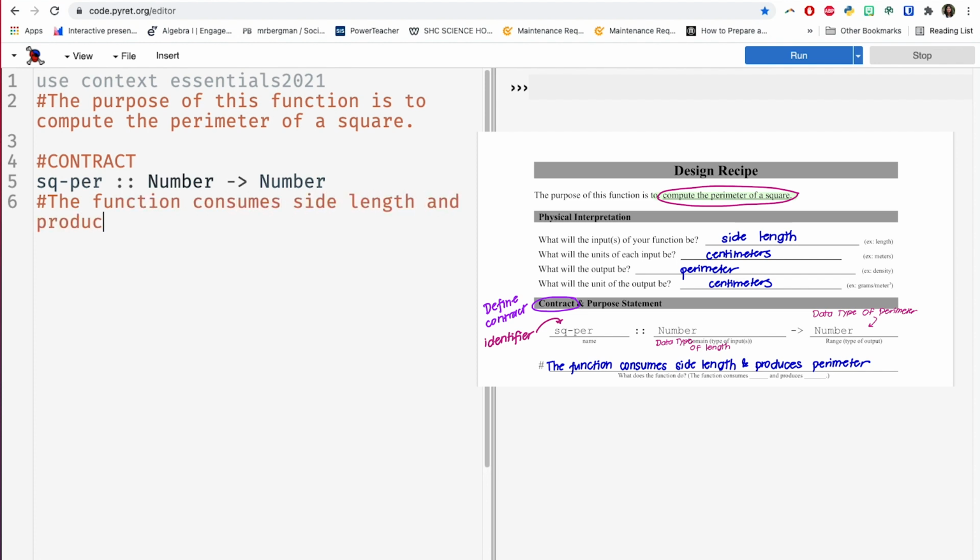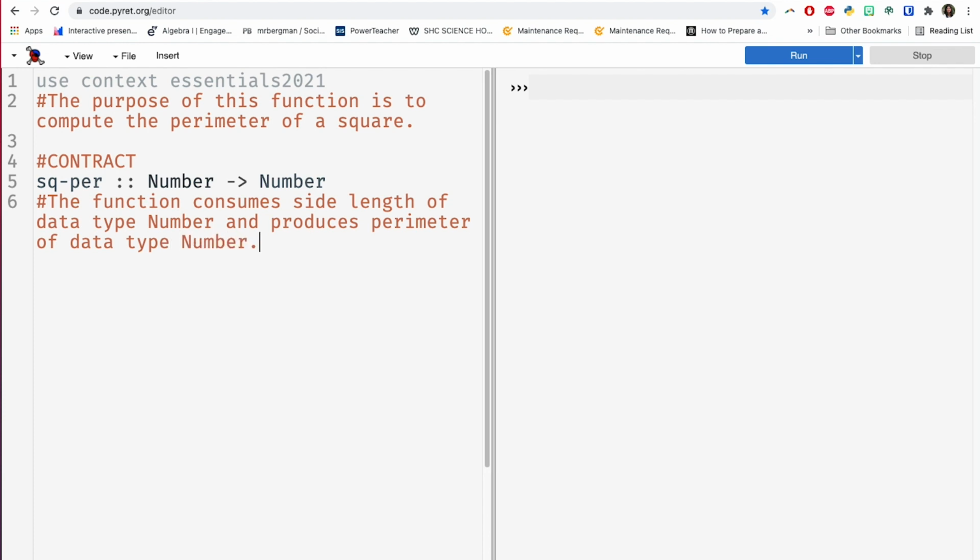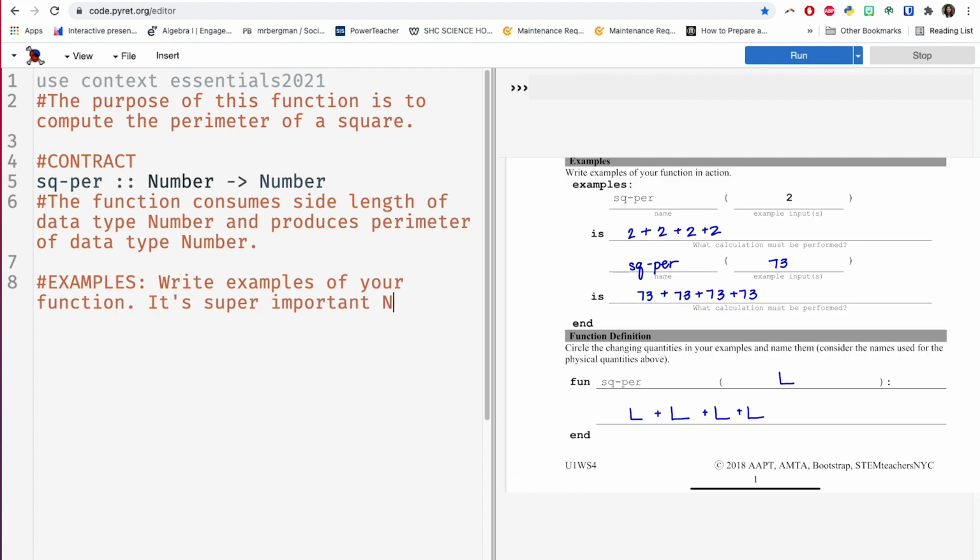Okay, and we're going to go ahead and write out what our contract is, which is the function consumes side length and produces perimeter. And we're just going to tell ourselves that side length is of data type number and perimeter is also data type number. All right, so next we're going to write in our examples. So go ahead and write another comment of examples. With our examples, we have to make sure that we always write them out and that we don't ignore them. It's going to be super important when our calculations get a little bit more difficult and complicated. Right now it looks simple because it is.